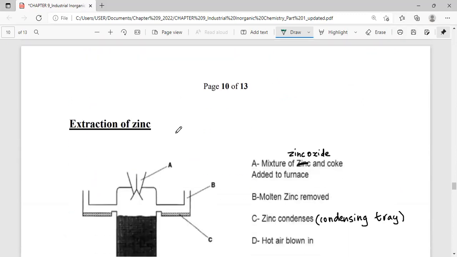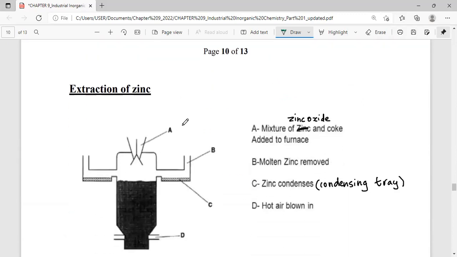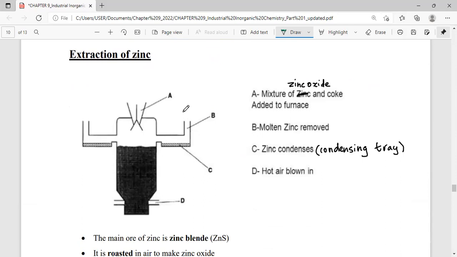All right, so now we move on to the next one, that is the extraction of zinc. All this while we have been learning about extraction of metals, extraction of iron, then conversion of iron to steel, and then rust prevention and so on. So now this is extraction of zinc. The extraction of zinc also takes place in a blast furnace. Who can tell me what is the difference between this blast furnace and the blast furnace that you see in the extraction of iron?